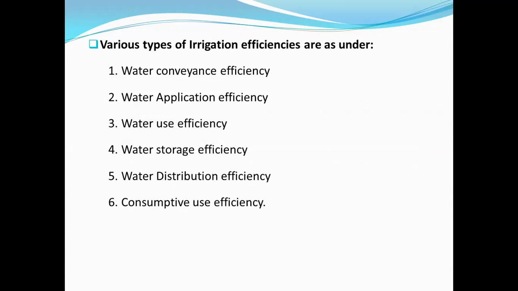First is water conveyance efficiency. Second is water application efficiency. Third is water use efficiency. Fourth is water storage efficiency. Fifth is water distribution efficiency. And the last one is consumptive use efficiency. These are all the irrigation efficiencies, and we will learn each of them in detail, right?